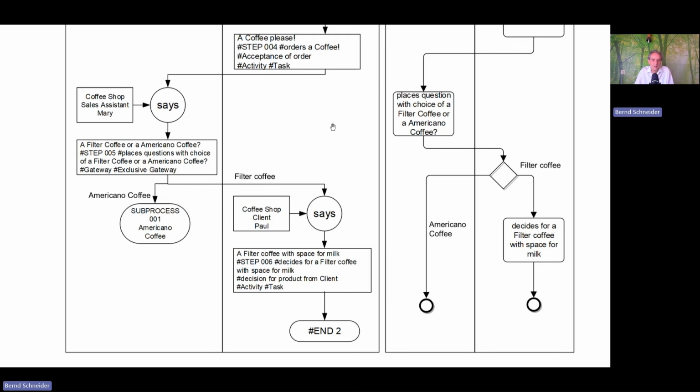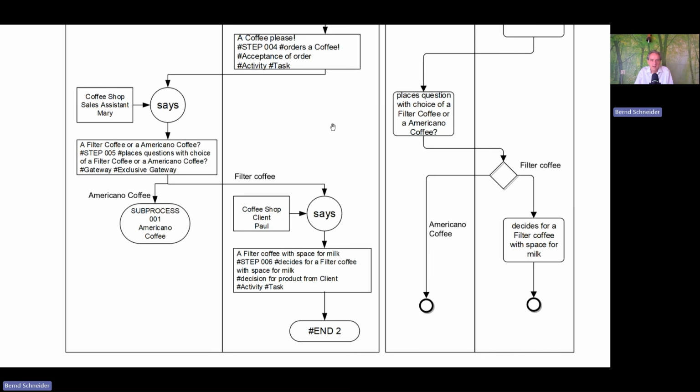And then we have on the left hand, the decision for Americano coffee would be a sub-process. And on the right side, we have our Americano coffee and can also lead to a sub-process. But on the left hand, we have the answer. Coffee shop client Paul says a filter coffee with space for milk.